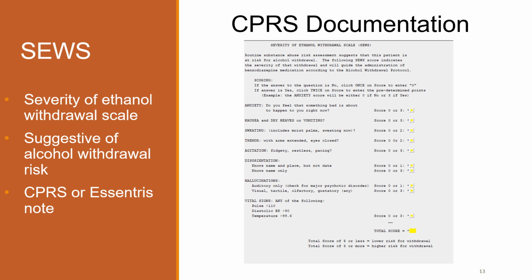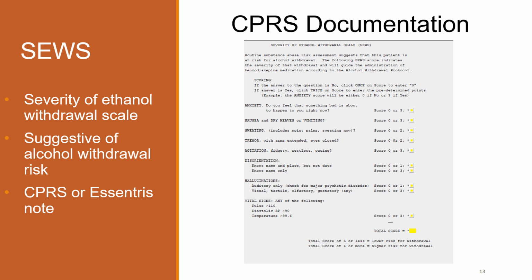You can assess for tremor with the patient's arms extended and their eyes closed so that you can see if that tremor is happening at rest. For disorientation, there are 2 scoring possibilities. They can earn a score of 1 if the patient knows their name and place but not the date, or a score of 3 if they only know their name and they do not know where they are.